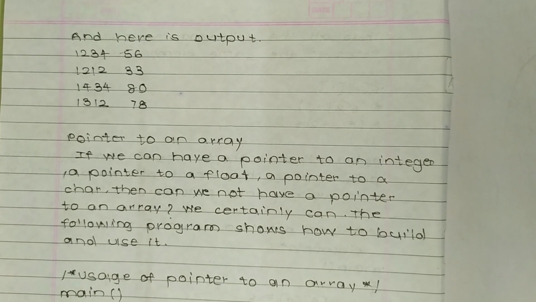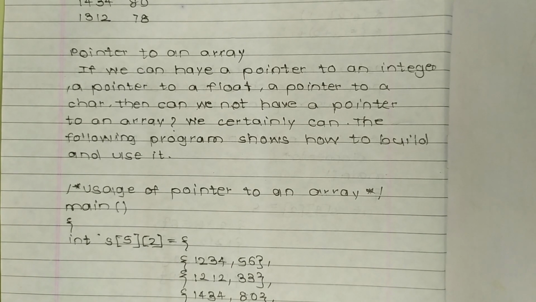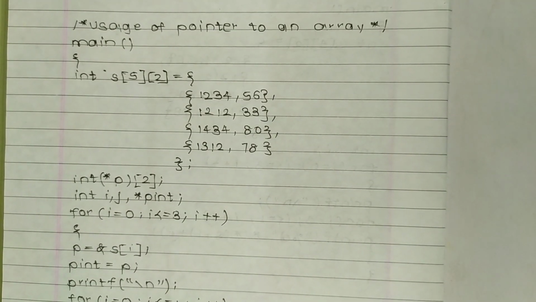Now, pointer to an array. We can have a pointer to an integer, a pointer to a float, a pointer to a char, so can we not have a pointer to an array? We certainly can. The following program shows how to build and use it. Usage of a pointer to an array. Main, s[4][2]. So this is a pointer.